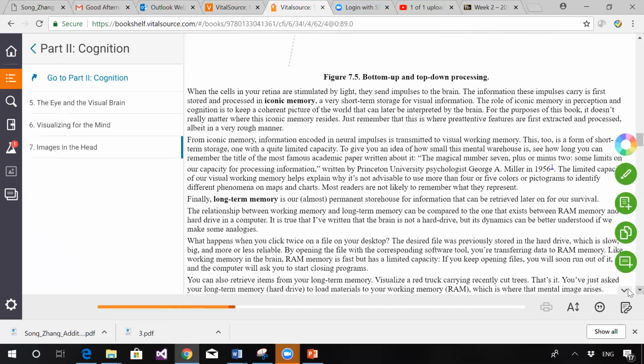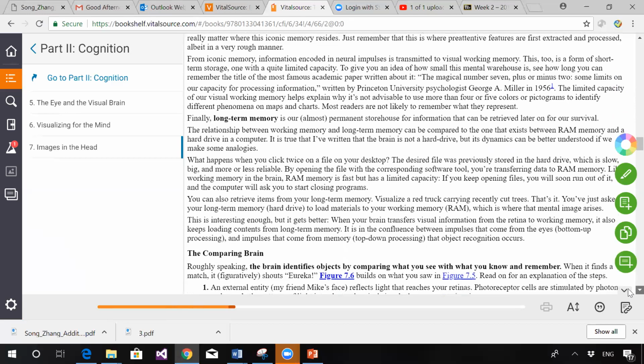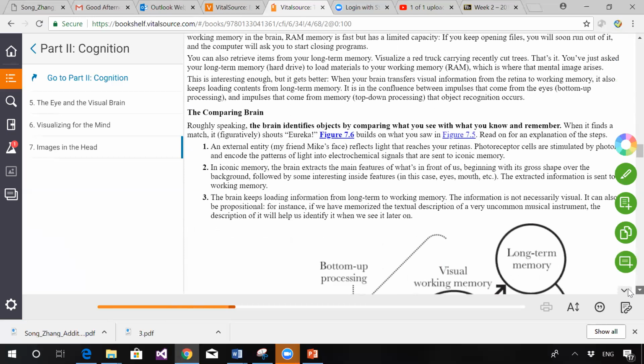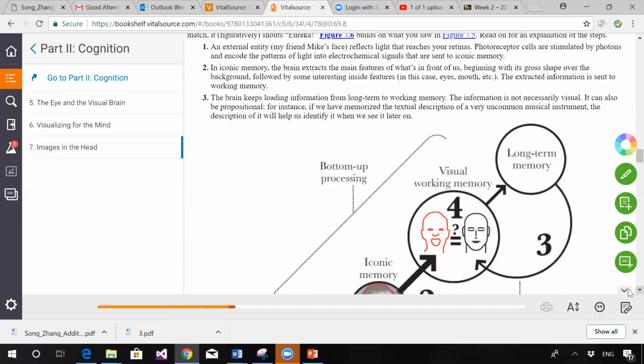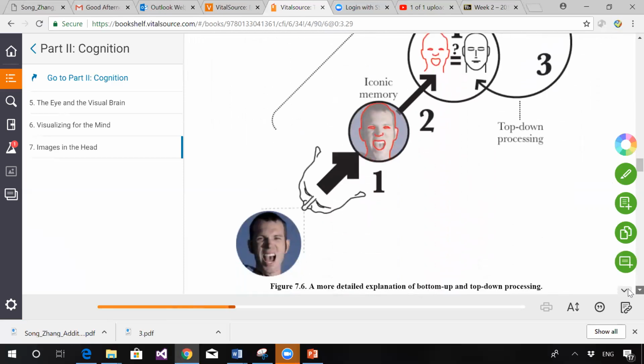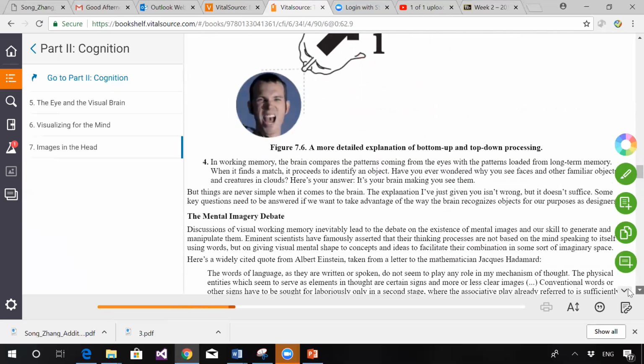Okay, so at the beginning, this example illustrates again that what we see works together with our brain to produce predictions, to produce the cognition recognition results. In this chapter, the author focuses on talking about how our brain, in the process of recognizing something, is constantly doing comparison.